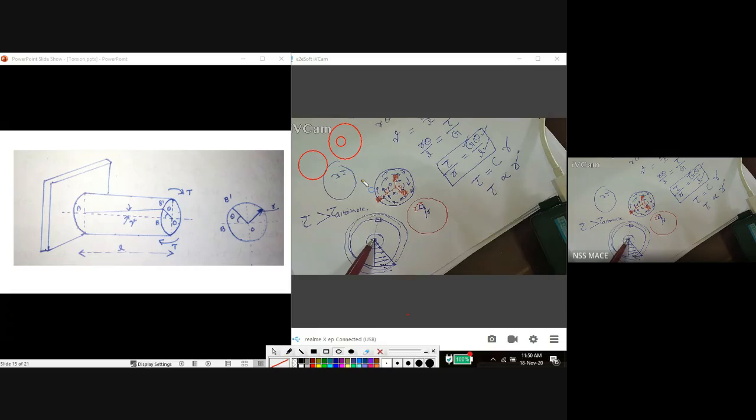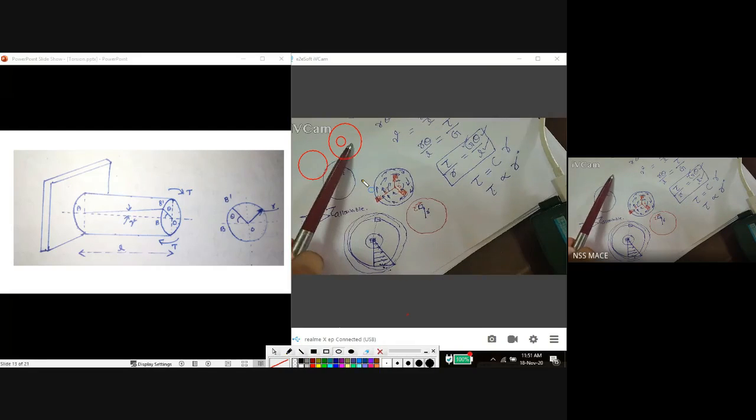So we can take the material from the center region and distribute the same material in the outer region. That is the hollow shaft.